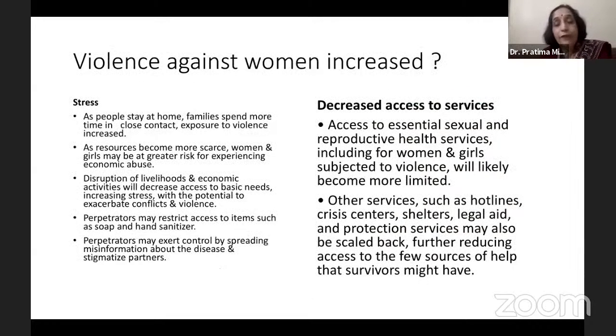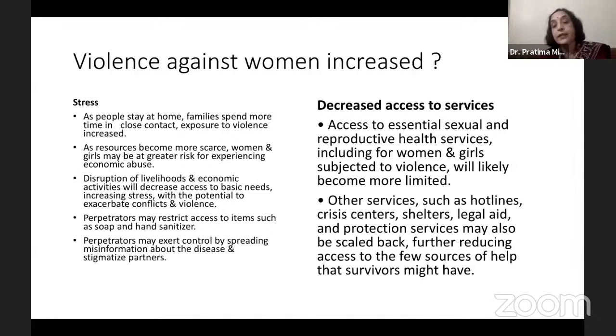Violence against women definitely has increased because of the stress. People stay at home, families spend more time in close contact. Exposure to violence increases, resources become less, disruption of livelihood and economic activities decreases access to basic needs, then it will increase more stress, and it will lead to more conflicts and violence. The perpetrator may restrict access to items such as soap and hand sanitizer, and may exert control by spreading misinformation.